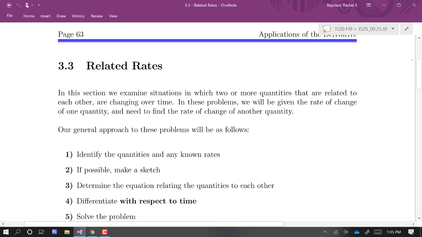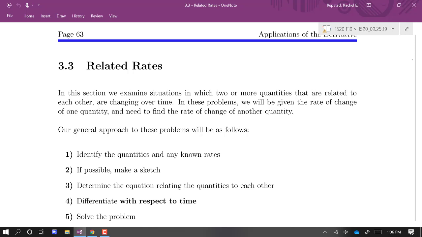And so they're all time rates of change, meaning we're always differentiating with respect to time. But what we want to do is read the problem, try to understand conceptually what it is describing. Sometimes it helps to sketch, sometimes it doesn't. And then we want to make an equation that describes the relationship just between the quantities themselves.